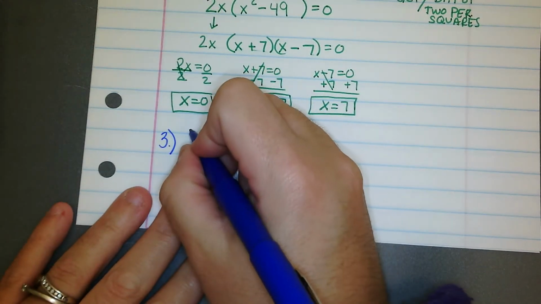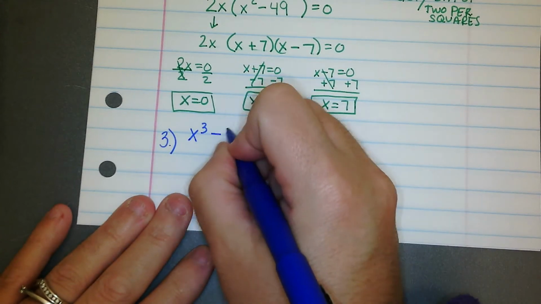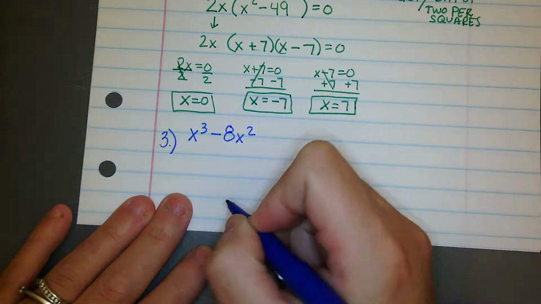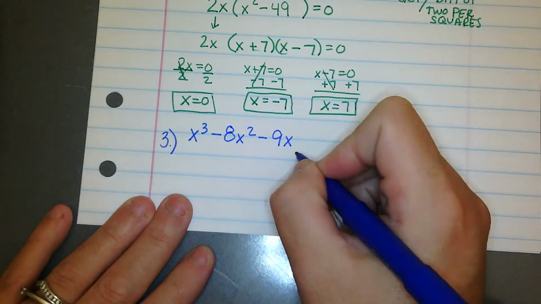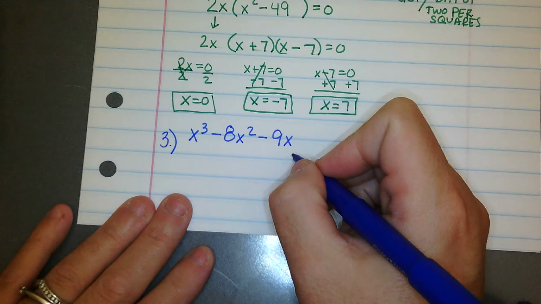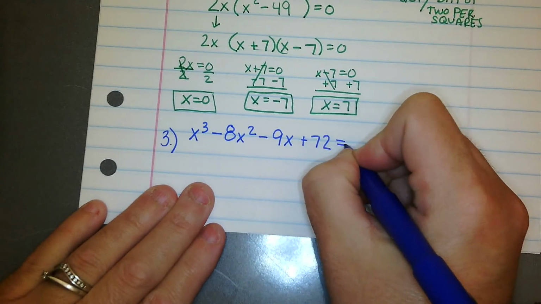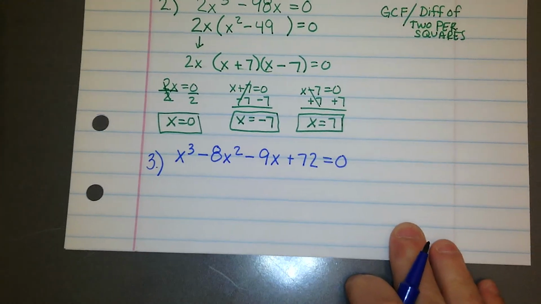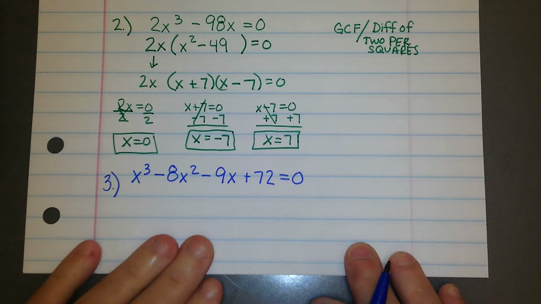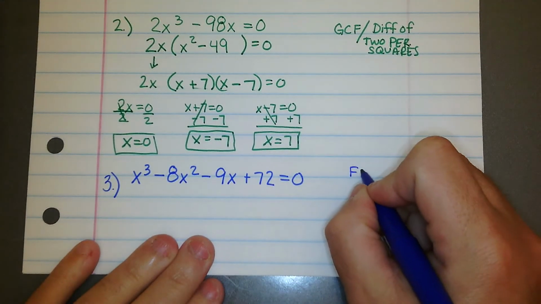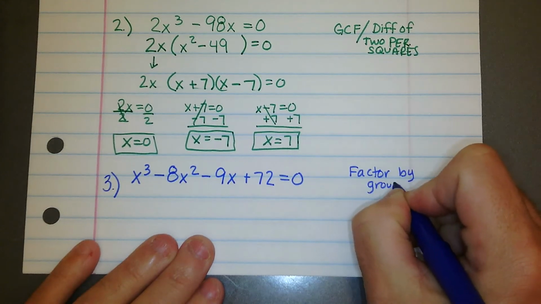Here comes our cubic. X to the third minus 8x squared minus 9x plus 72 equals 0. This one's got 4 terms. Do you know what to do with it? You got it. This is a factor by grouping. Got 4 terms. Factor by grouping.